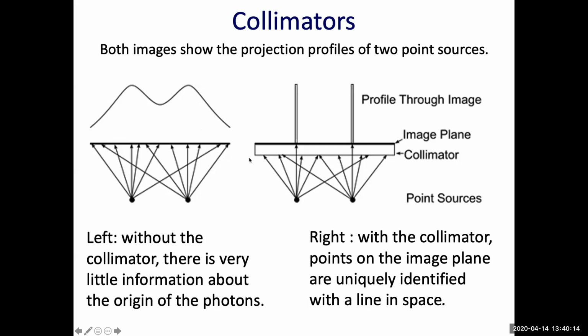We need a thin one. So if we look at the right side, when the collimator is installed, points on the image plane are uniquely identified with line space. This is virtual; actually the collimator will not absorb all the photons and accept only the ones perpendicular to the crystal. But this is just to show you the effect of the collimator, that the purpose of the collimator is to define the incident gamma photon on the crystal.